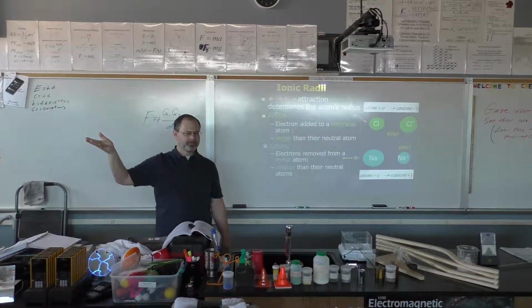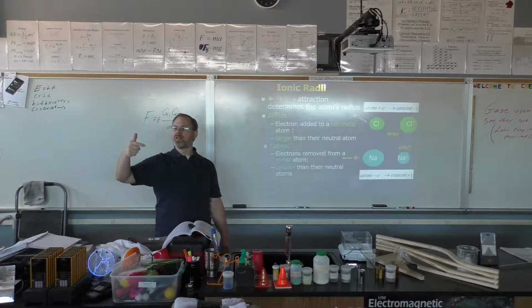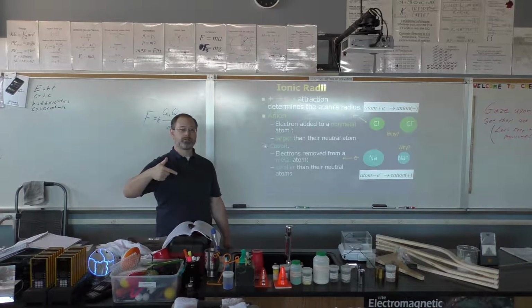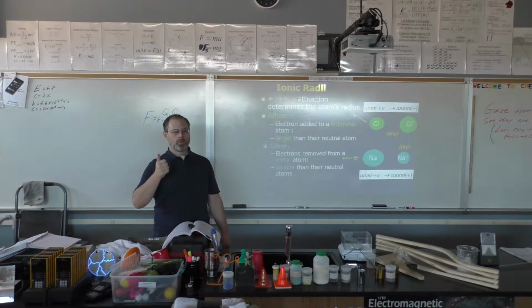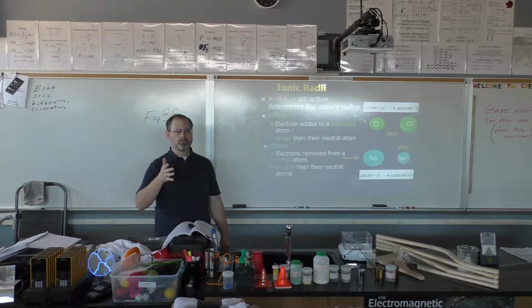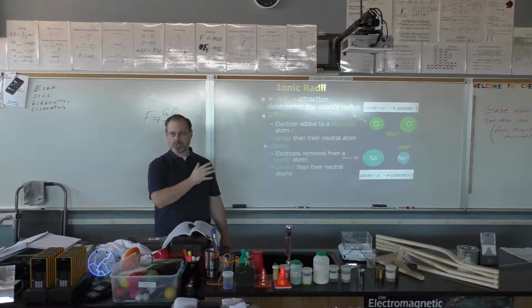Make sense? So anions add electrons, they're always bigger. Cations remove electrons, they're always smaller. If this idea makes sense to you, give me a thumbs up. Okay. We're almost done with this concept. I just want to make sure that this resonates with you.